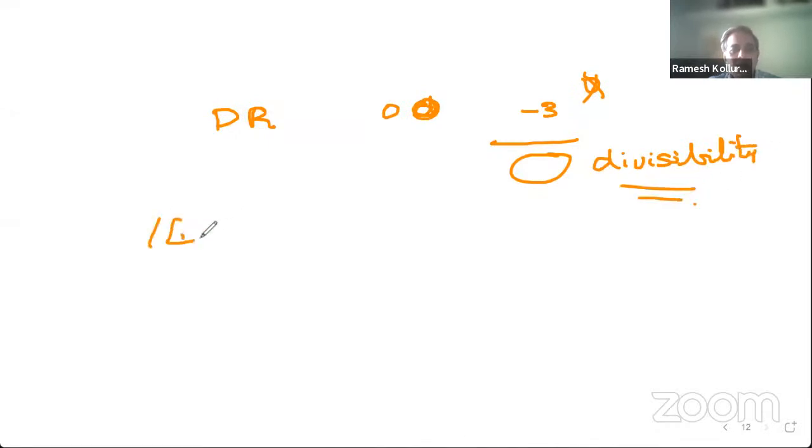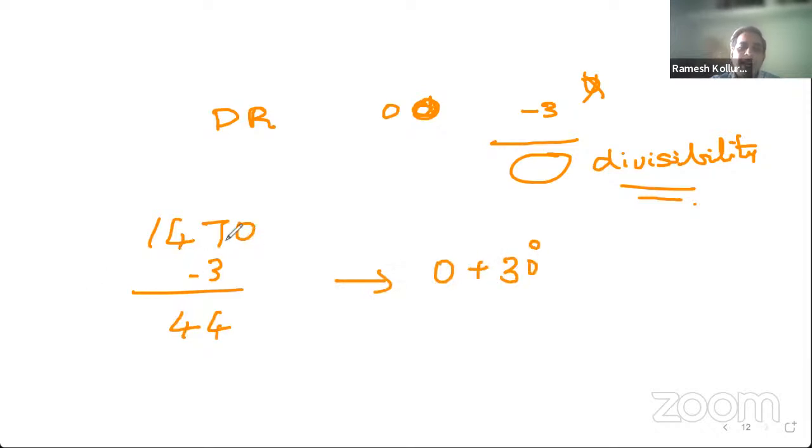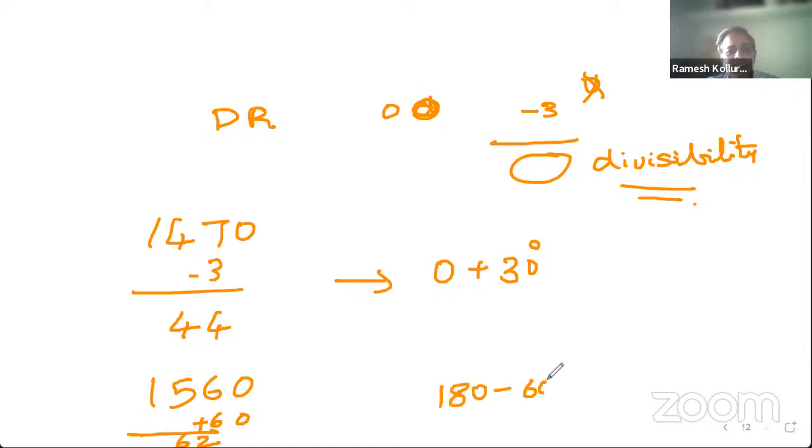For example, I'm taking 1470; the digital root is 3. Because it is 3, I subtract 3 from this, so the last 2 digits are 44. So this is 0 plus 30 degrees. Suppose I add 90 to this, what will happen? 1560. For 156, what is the digital root? 3 again. Because it is odd and even, I add 6. I'm seeing only those 2 digits; 62 is 180 minus 60, because this is not divisible by 4.